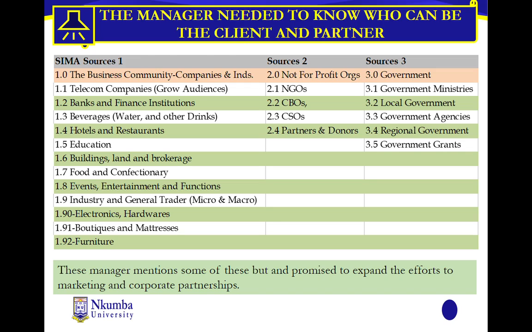The manager needed to know. The manager also needed to know external other sources such as non-profit organizations partnering with the radio and the television, such as NGOs, non-government organizations, community-based organizations, civil society organizations, CSOs, partners and donors in the donor community. Other sources such as government ministries, local government, government agencies, regional governments, and government grants can be brought on board. So ministries can advertise and can also have talk shows and other products. So managers need to mention some of these basics of who are the clients and who are the partners if you are to be a manager.